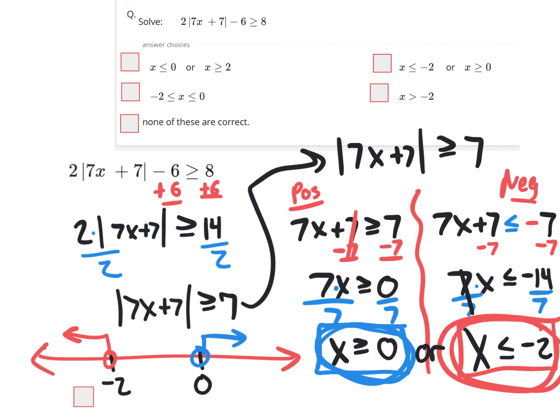So what is the correct answer? It is x is less than or equal to -2, or x is greater than or equal to 0, which is clearly that one right there, this guy up here, the word or between them. It's not this one, it's this one, okay? All the other ones are incorrect.